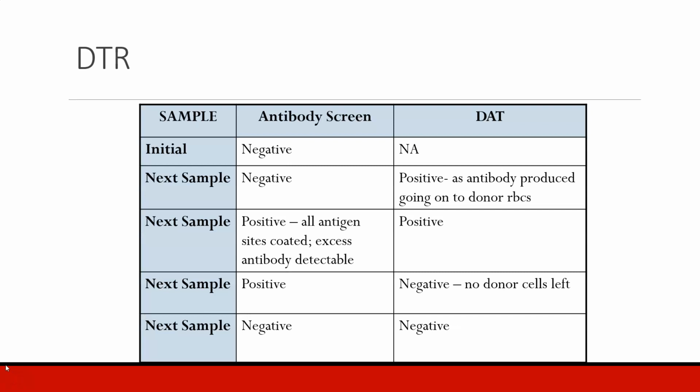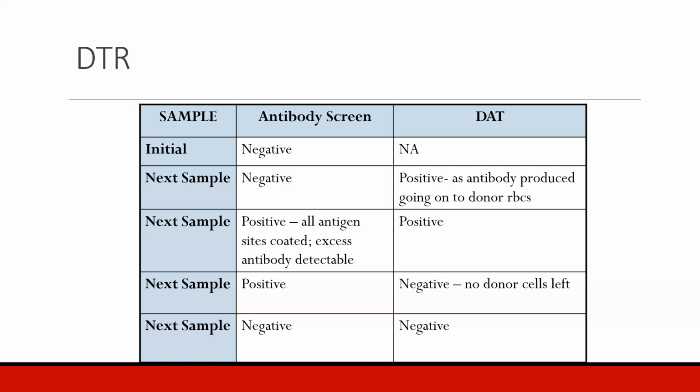So let's talk about this table that illustrates the chronology of a delayed transfusion reaction. So your initial testing on the patient for the cross-match, the antibody screen is negative, and there's no need to do a DAT because the antibody screen is negative. The next sample will have a negative antibody screen, and if a DAT is done at that time, the DAT will be positive. And again, the antibody screen is negative because the antibody is going onto the antigen that caused its production, which is on the donor cells.